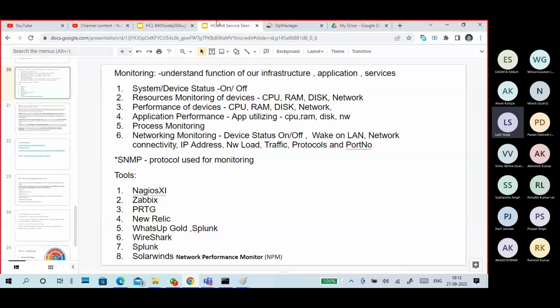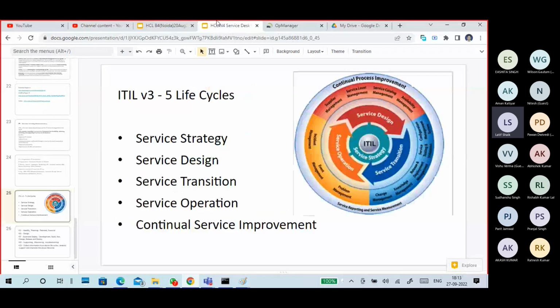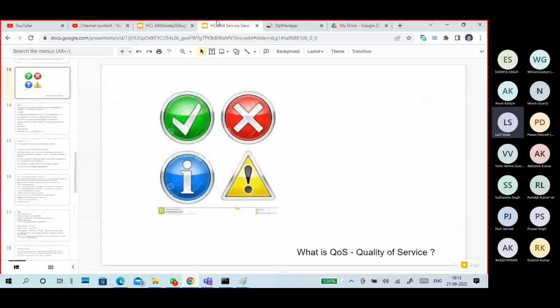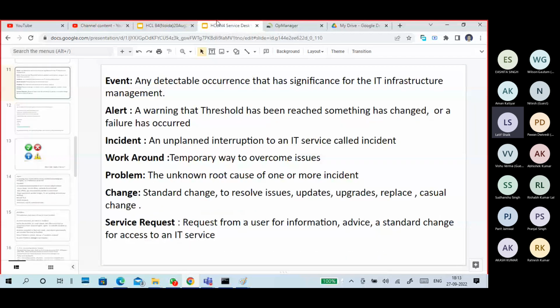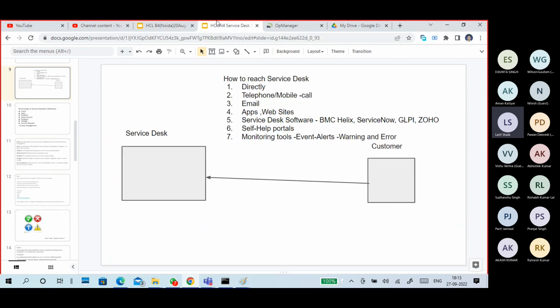Monitoring is also there in this one, guys. I think I didn't share this PPT. I will share it. Also read about ITIL if you want. But I am going to share one particular video. That video is basically a BMC Helix video.